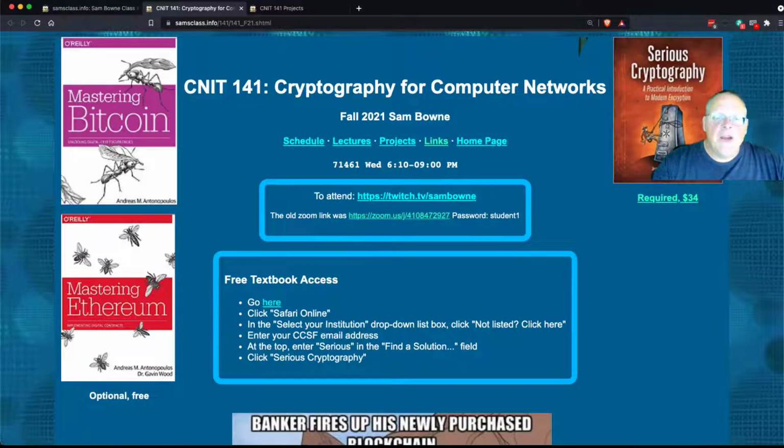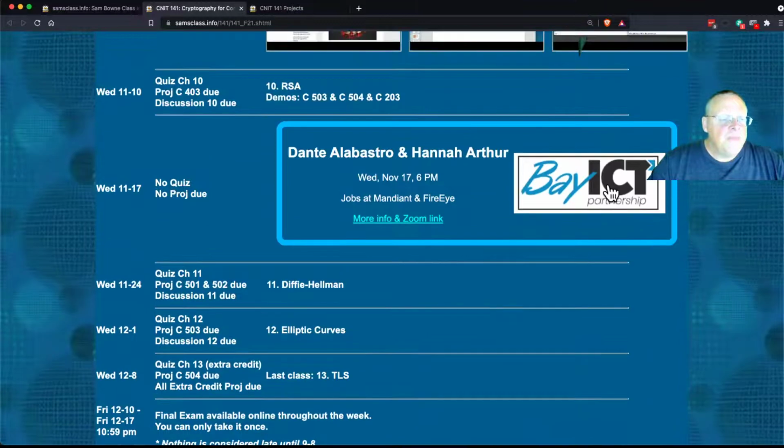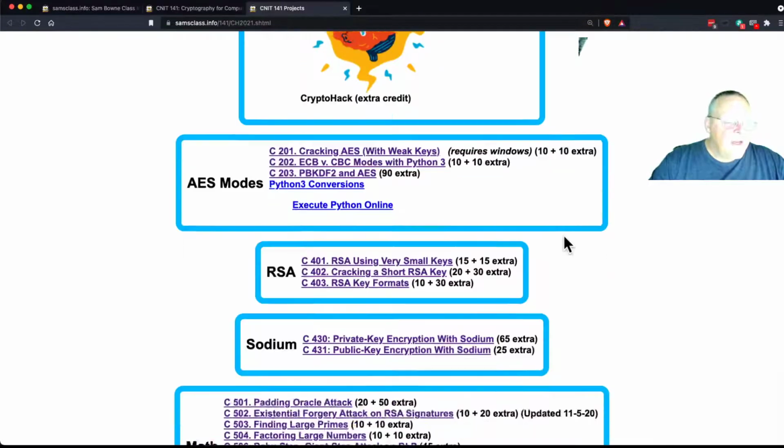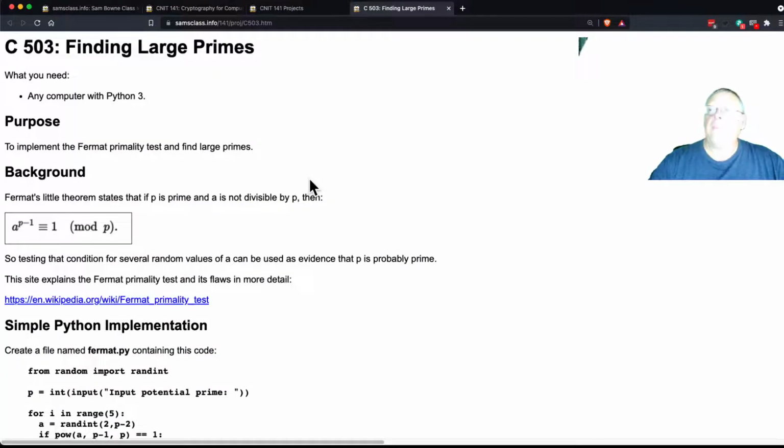So let me go back to my list, which is here. Okay, 503 is here, finding large primes. And this is something you have to do. So we got Fermat's little theorem that says a to the p minus 1 is always 1 mod p. So that is interesting: any number a raised to the p minus 1 would be 1 if p is prime.